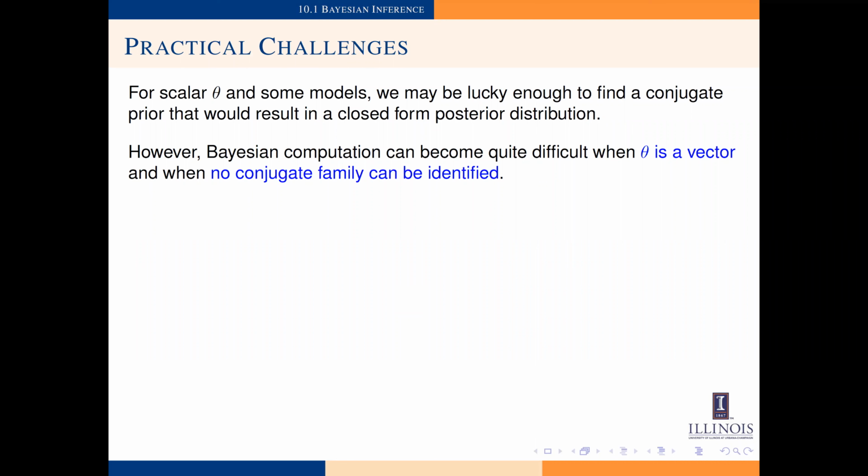For some scalar thetas and some particular models, we may be lucky enough to find a conjugate prior that would result in a closed form posterior distribution. However, Bayesian computation can become quite difficult when theta is a vector, so there's more than one unknown parameter, and when there is no conjugate family that can be identified.